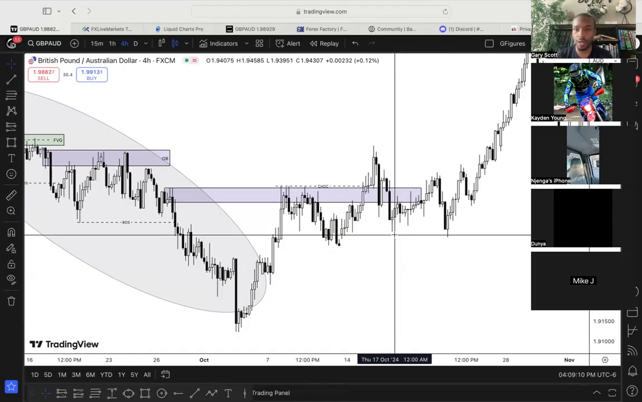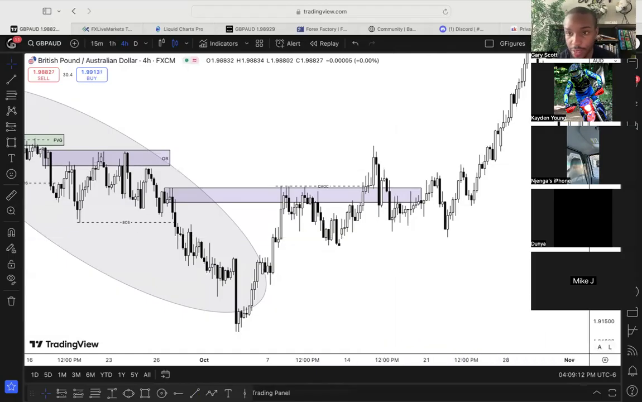Let's see if we can find it. Let's see if we can figure it out, right? Let's be quick. Let's type them up real quick. Order block structure. Okay. You were correct with the order block.